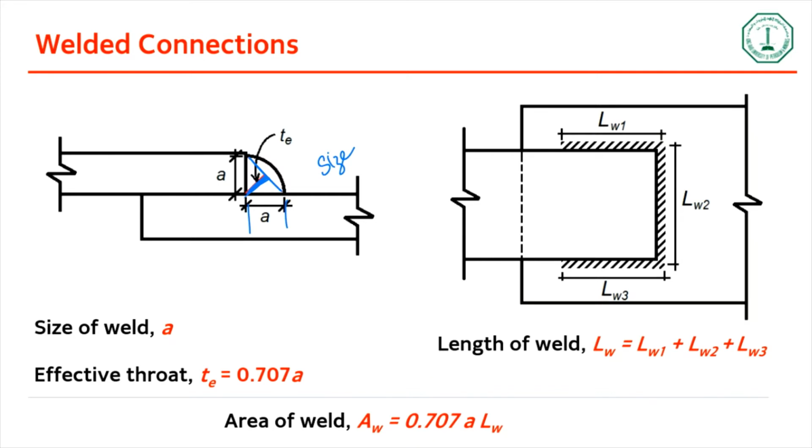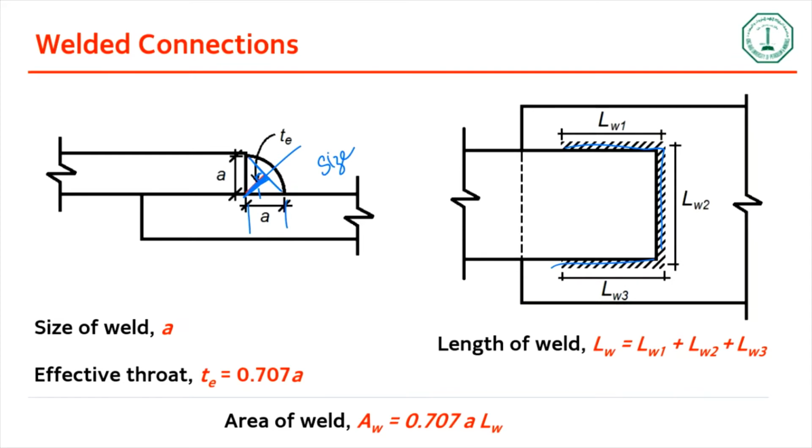Okay, and the effective throat is basically a perpendicular line connecting these. This will be like at 45 degrees from here. And then length of the weld is the total length of the weld. Like for example, in this case we have LW1 on this area, and then we have LW2 and LW3.